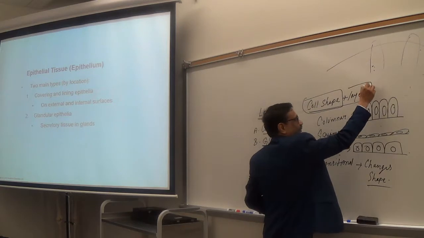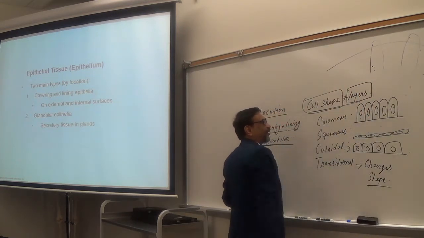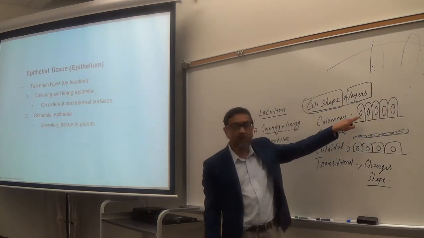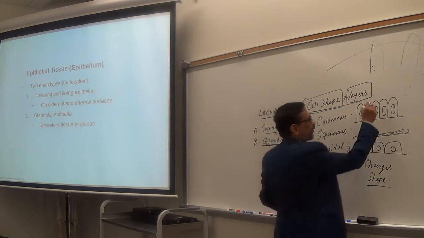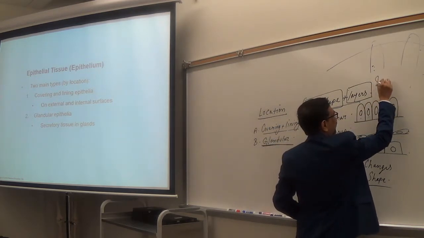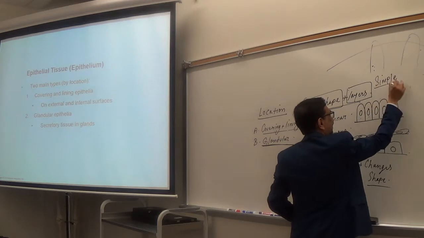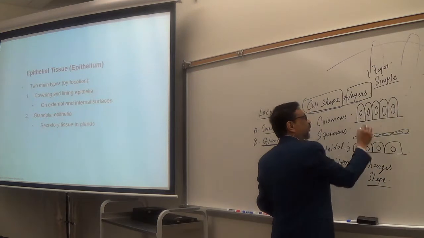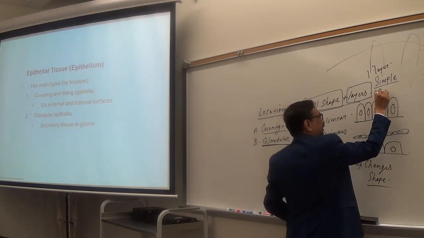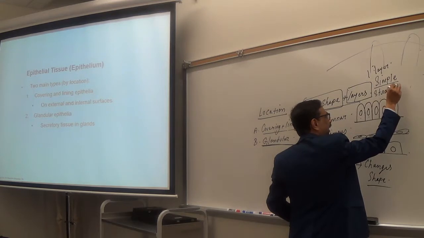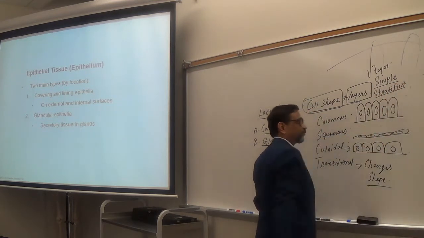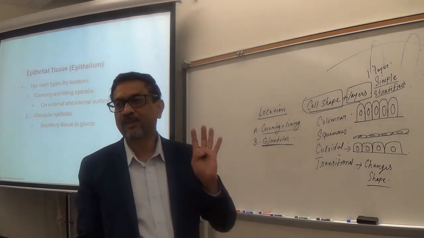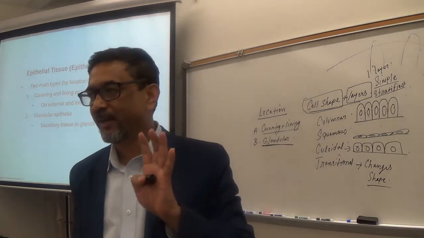Now, layers. How many layers are there? If you see that epithelial cells form single layer, that is called simple. Simple means one layer, single layer. If you see more than one layer, it is called stratified, multiple layer. Make sense? One layer is what? Simple. And multiple layer, stratified.